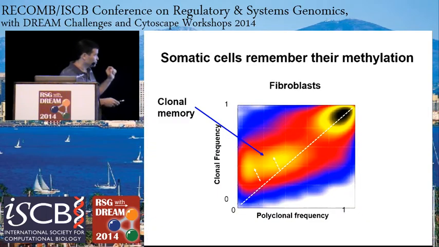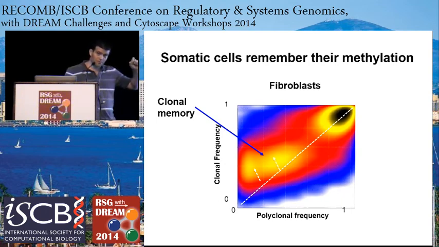Papers are published. What we see is that in the somatic cells we looked at, there is clonal transmission. So here, if you take the polyclonal frequency of a pattern, you'll find patterns that are rare in the polyclonal population, but if you go through a clonal bottleneck, they become almost half of the population, meaning that the clonal population is maintaining the methylation pattern of the founding single cell clone.